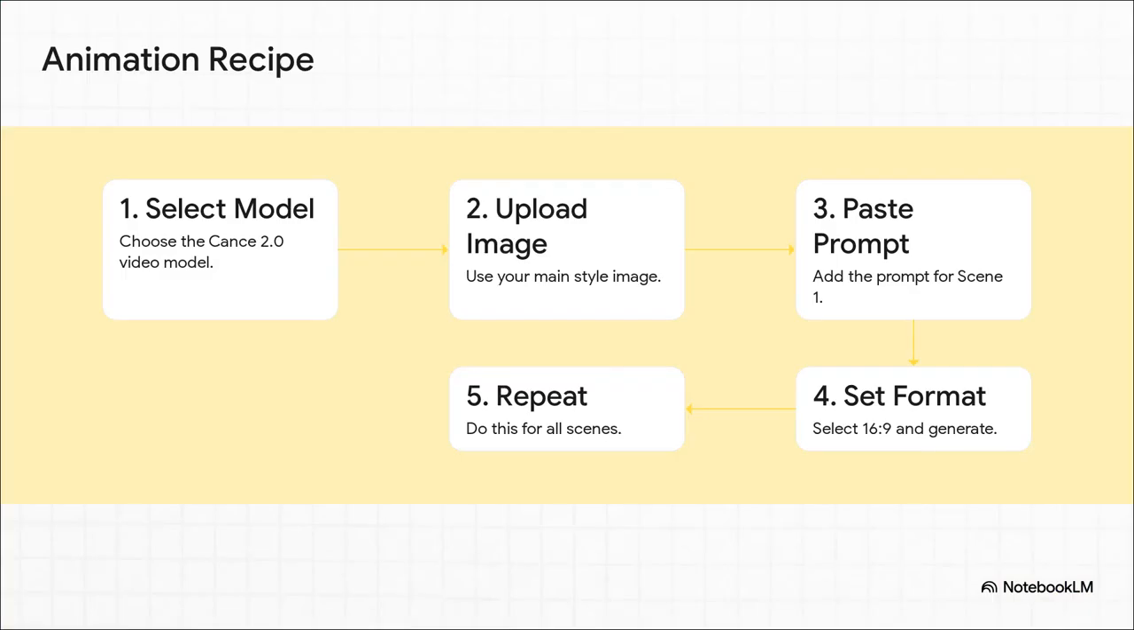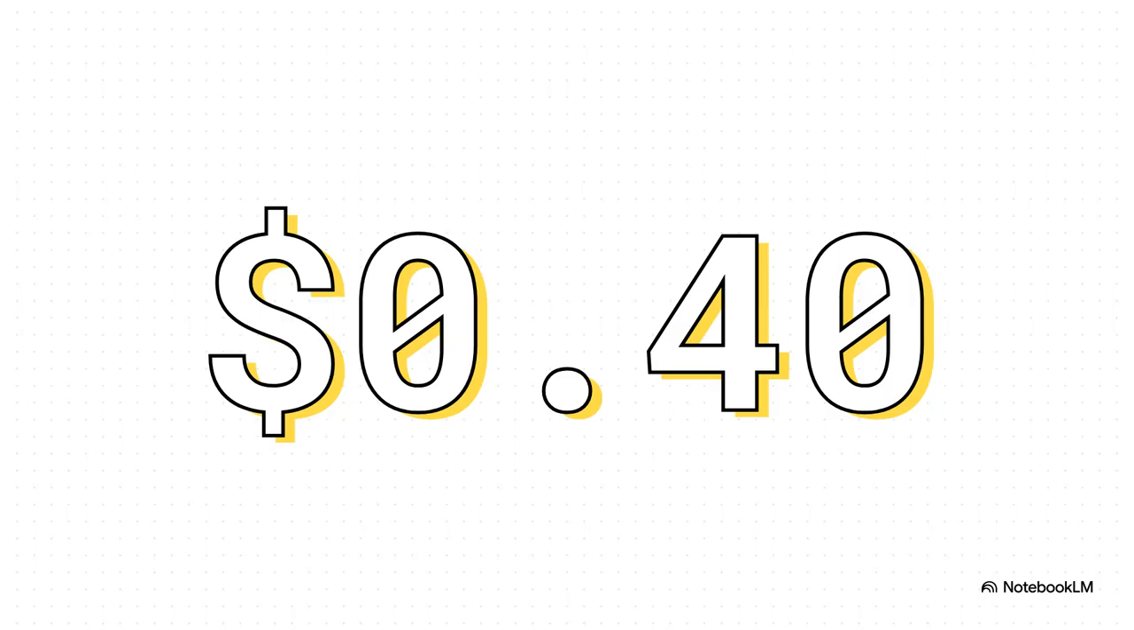For this part, we're going to turn to a specialized video model, something like Cannes 2.0. And the process is actually surprisingly simple, and you just repeat it for every scene. You upload your style image, you paste in the prompt for that scene, set the format, and then you just hit generate. That's it. So the AI takes our style image and that text prompt and just creates a short animated clip. It's amazing. But you know what might be the most surprising part? The cost. We're talking around 40 cents a clip. I mean, this level of creative power has never, ever been this accessible.